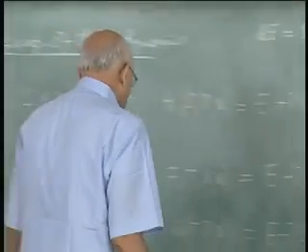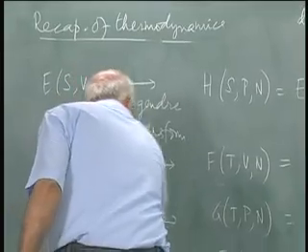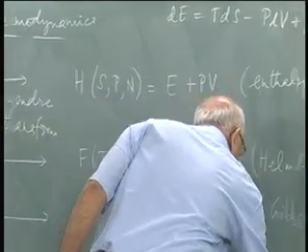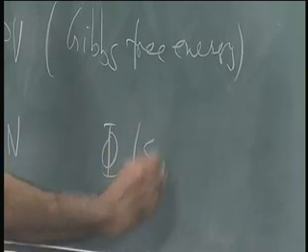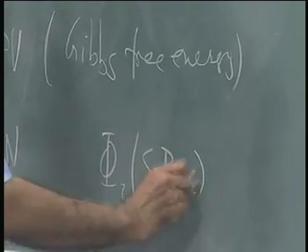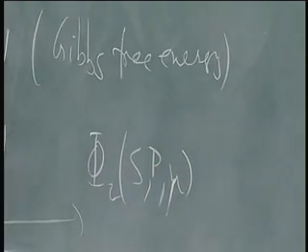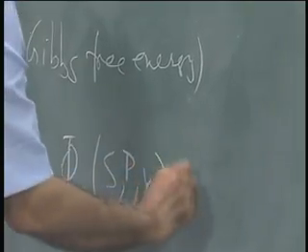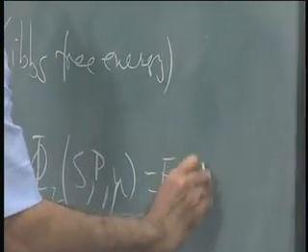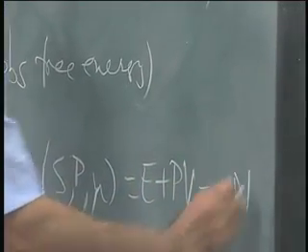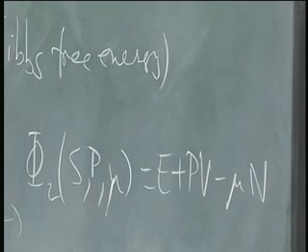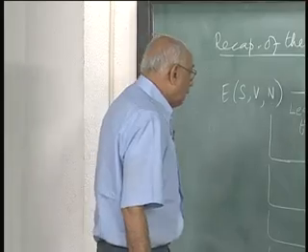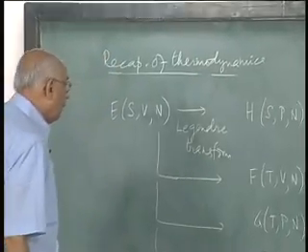You could make another transform, you could go also to a phi 2. Instead of S, V and mu, I could have S, P and mu. So this is equal to E plus PV minus mu N, and so on.